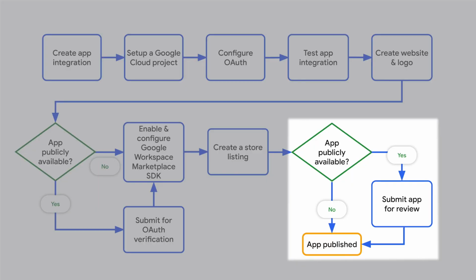If your app listing is marked as private, it's published right away. If, on the other hand, your app listing is marked as public, it goes through a review process before it's published. I know what you're thinking. Didn't I already submit my app for verification? Why do I have to do so again?